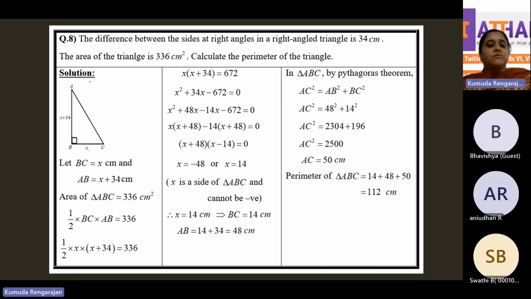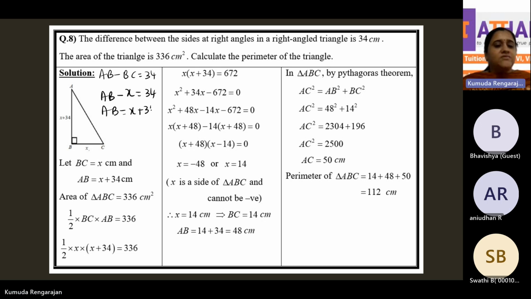So now you tell me, what should I write? AB minus BC is equal to 34. So let which one be X? BC. You can also say let AB be X. Anything can be X. Here we are calling BC as X. So what is AB then? X plus 34, because minus X will become plus X. So for BC, I've written X, and for AB, I should write X plus 34. Correct?